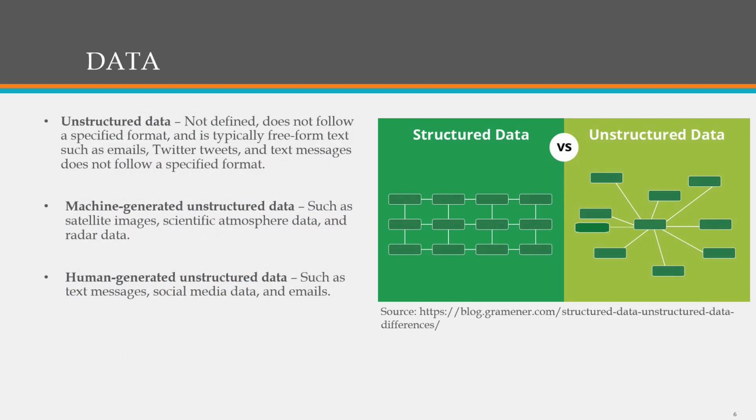So, data from an unstructured perspective versus structured. Unstructured data is not defined. It does not follow a specific format, and is typically free-form text. This could be emails, Twitter tweets, text messages, etc. As you see in the diagram on the right, you have structured data versus unstructured data.